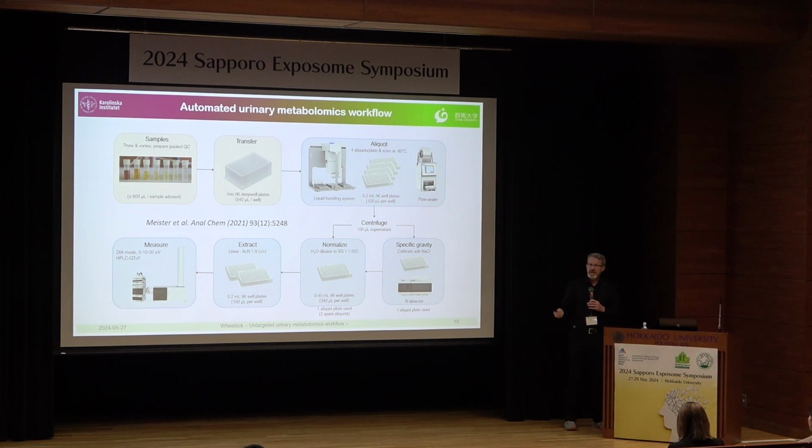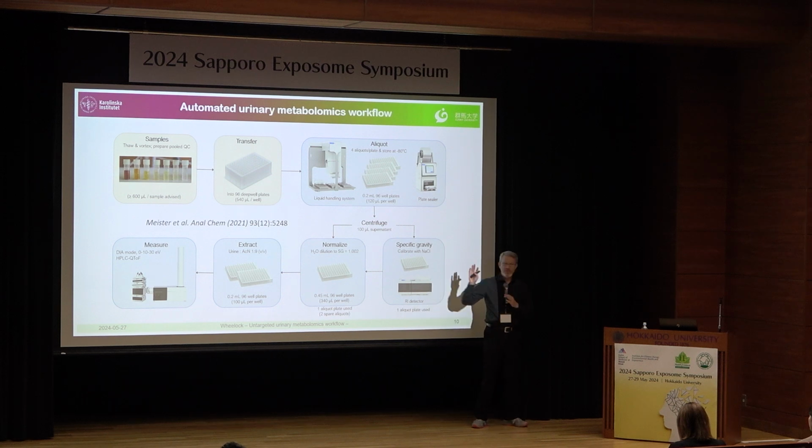Shown here, we use robotics to aliquot it to daughter plates. We measure specific gravity. We normalize every sample to the same specific gravity value. We extract it, seal the plates, and get it over to the mass spec. All fully automated, never touching the sample.